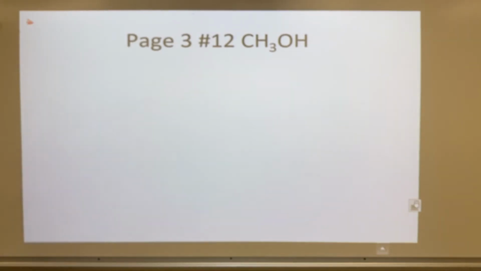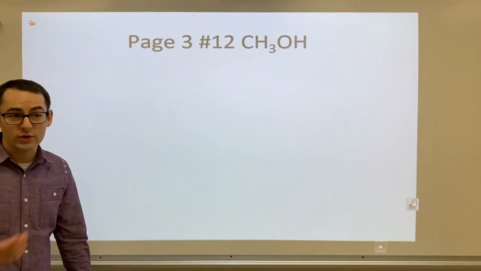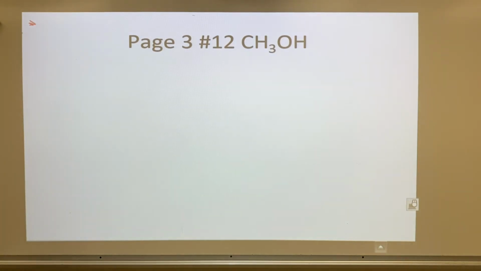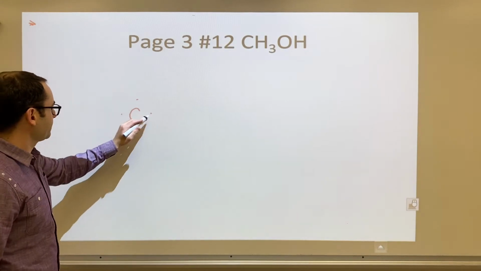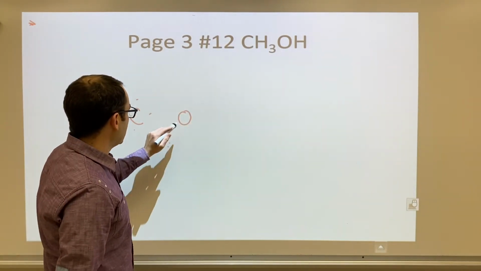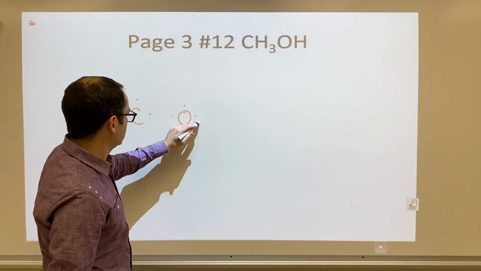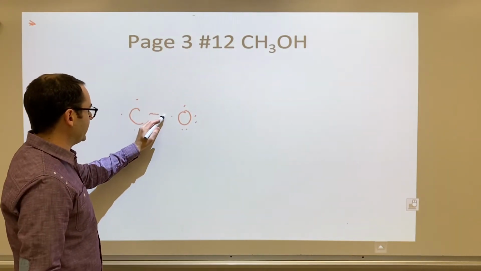Okay, so here we have CH3OH. What's one of our central atoms going to be? Good, it's going to be carbon and then oxygen, right? So we have our carbon, we have our oxygen. We know that they're going to be bonded together.